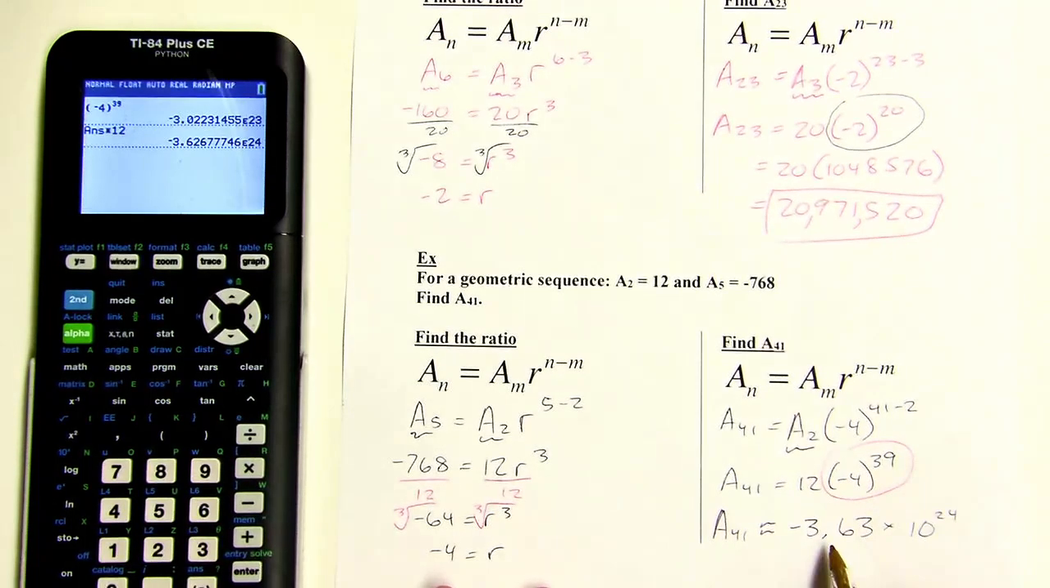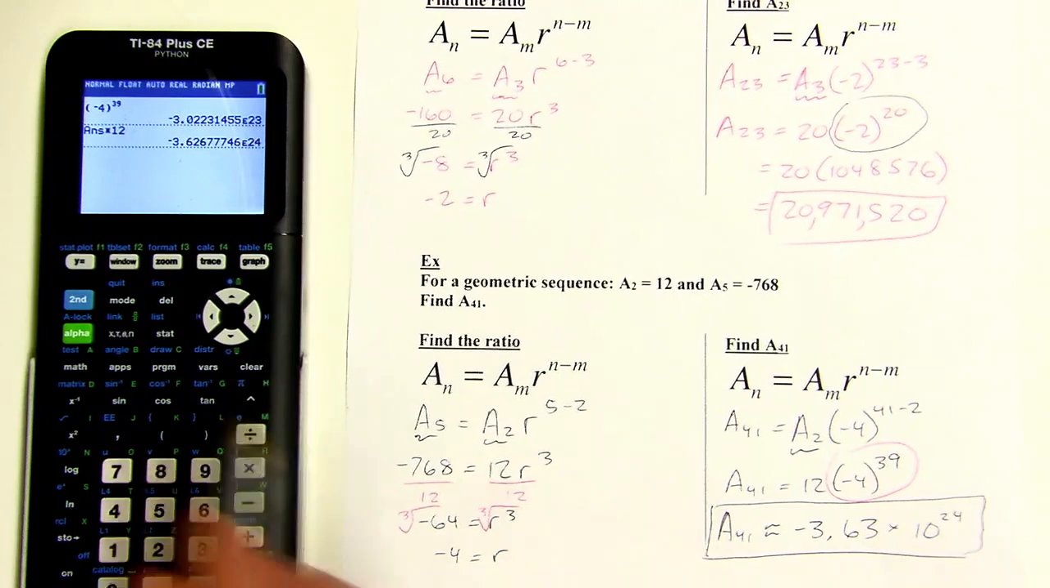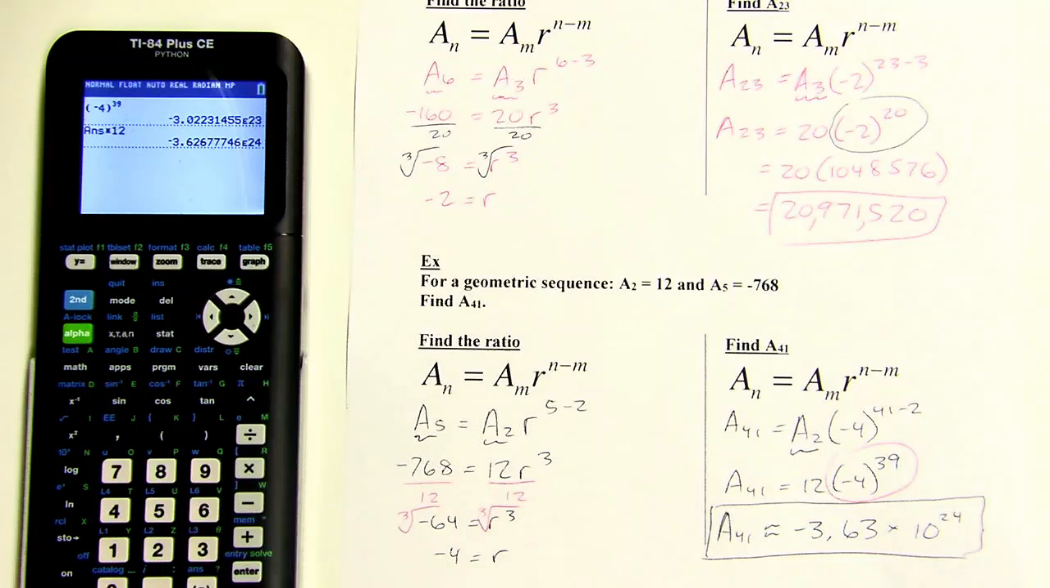That means that decimal is moved 24 spots to the right, so it's a very large number. So you gotta always be on the lookout for scientific notation on your calculator, and you want to represent that when you write your answer.